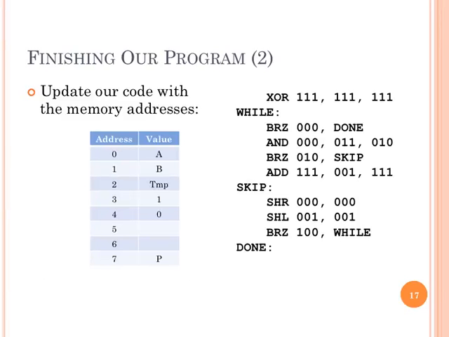Now, once we have this, we can start updating our code, and already you can see it instantly becomes less readable. So we go in and say XOR 111, 111, 111, and we all know, well, 111 is 7, and that's where P was, so we're okay with that. But you can see that already it's starting to lose its comprehensibility for a human being.